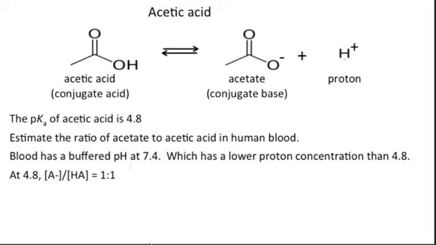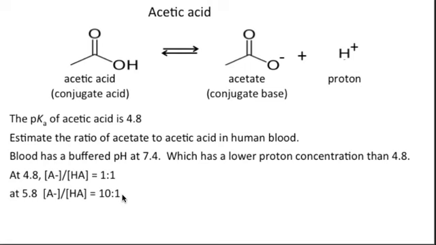What do you think the difference would be if it's 5.8? Again, it's more basic, there are fewer protons, so you're going to have more of the base form. And it turns out these are logarithmic scales. So instead of 1 to 1, it's 10 to 1 base to acid.